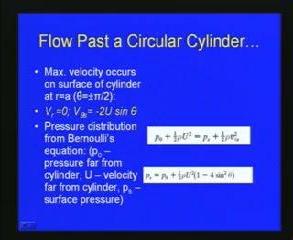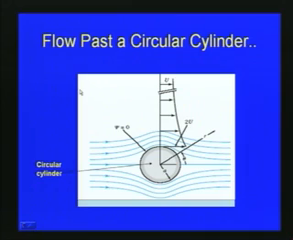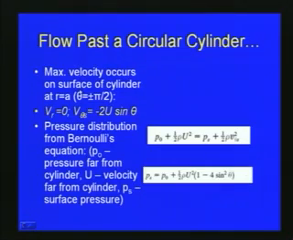So, with respect to this figure, we get the maximum velocity on the surface when r is equal to a and theta is plus or minus pi by 2, and the radial velocity will be 0, and the tangential surface velocity V theta is equal to minus 2 u sin theta, where u is the uniform flow velocity. And here, for flow past a circular cylinder, we can also obtain the pressure distribution from Bernoulli's equation.